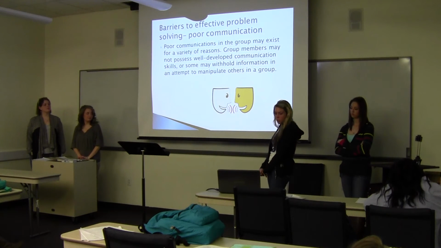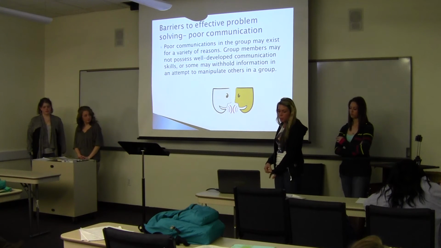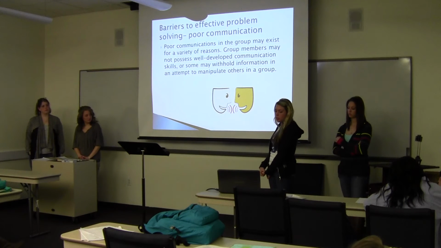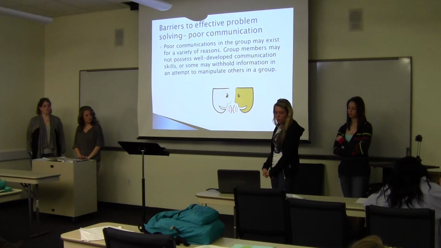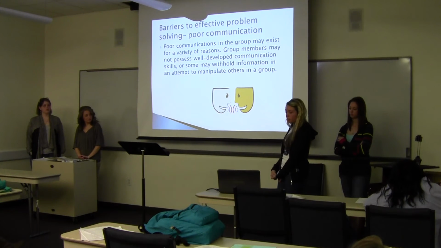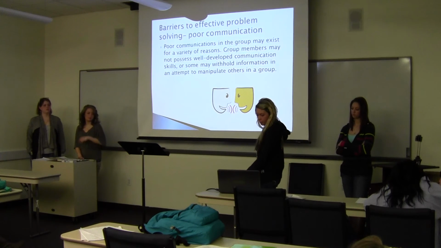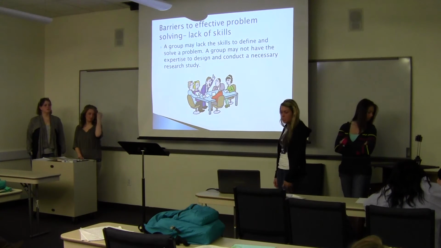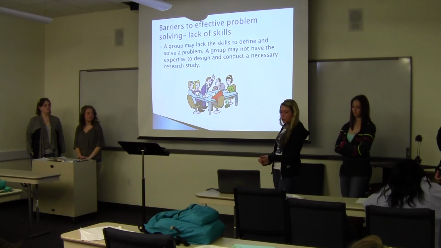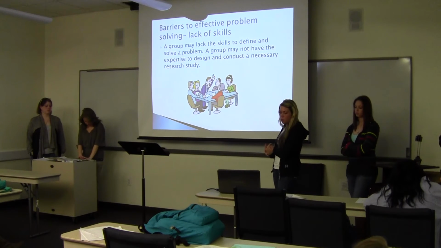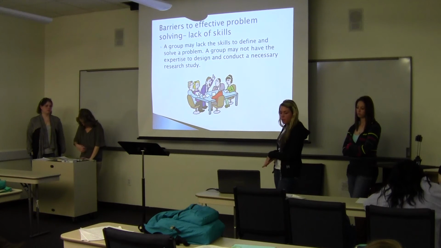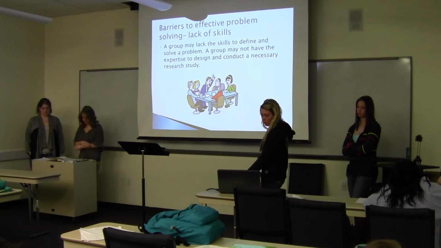Poor communication. Poor communication in a group may exist for a variety of reasons. Group members may not possess well-developed communication skills, or some may withhold information in an attempt to manipulate others in the group. Lack of skills is kind of like an easy one. A group may lack the skills to define and solve a problem.